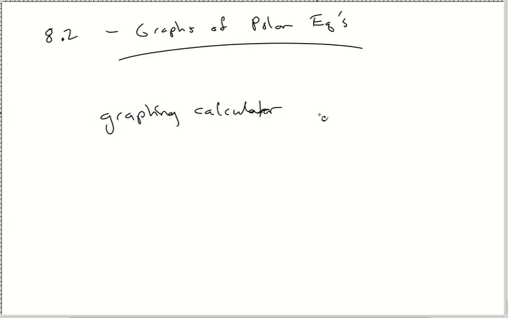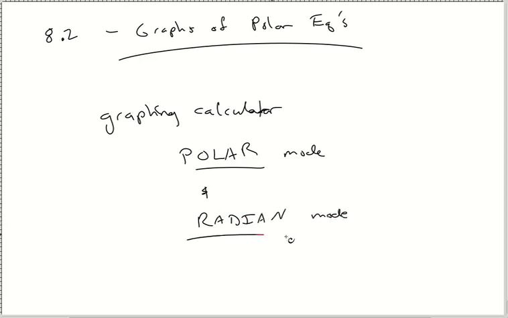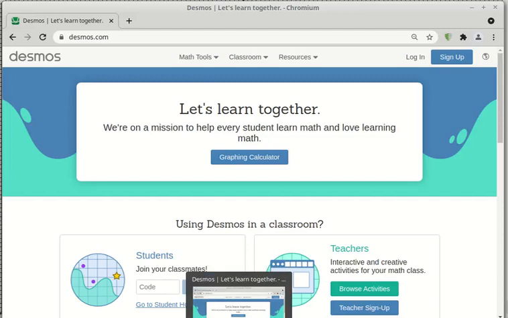If you're using a TI or Casio, make sure you're in polar mode and that you're in radian mode. They're two different modes. If you're on a Casio, you'd have to go to setup and make sure you're in radian mode. When you go to graph y equals, you would go to r equals, polar mode. What I'm going to do instead is use Desmos. So let's do some work.